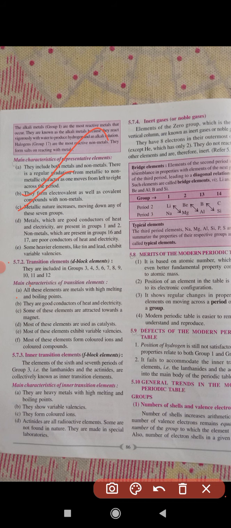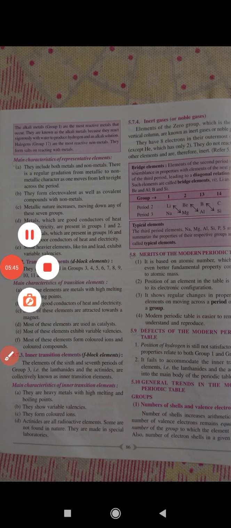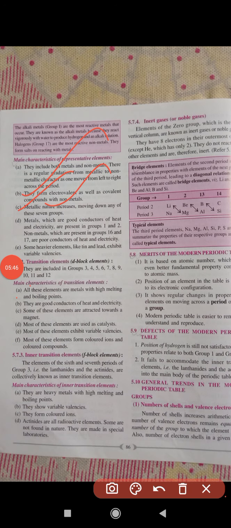So now coming to the third point, metallic nature increases moving down any group. Metals, which are good conductors of heat and electricity, are present in groups 1 and 2. Non-metals present in groups 16 and 17 are poor conductors of heat and electricity. Generally, you know, metals are good conductors of electricity and non-metals are poor.